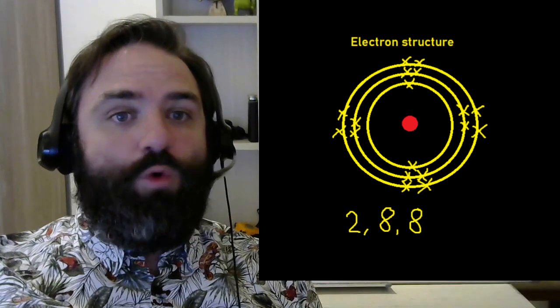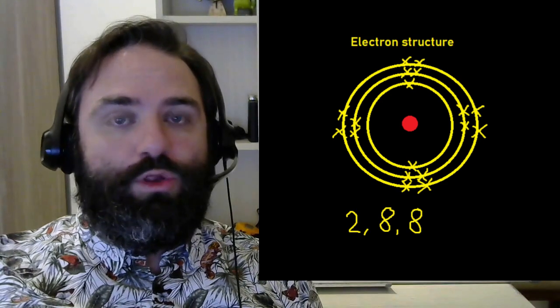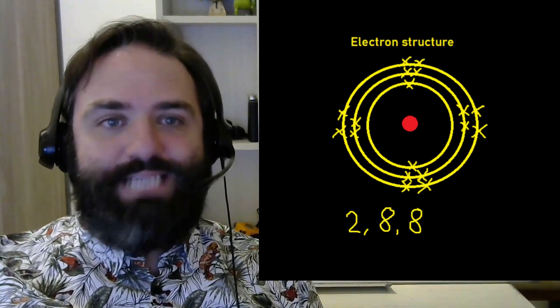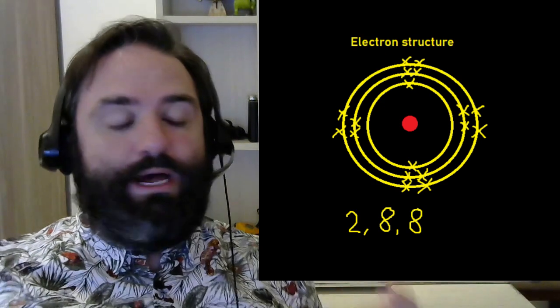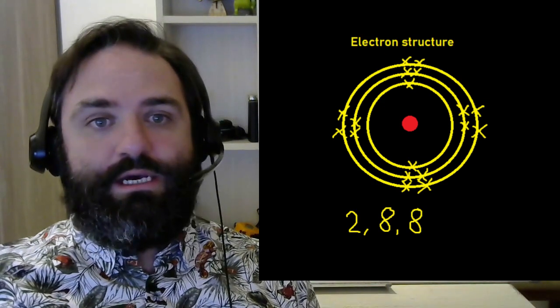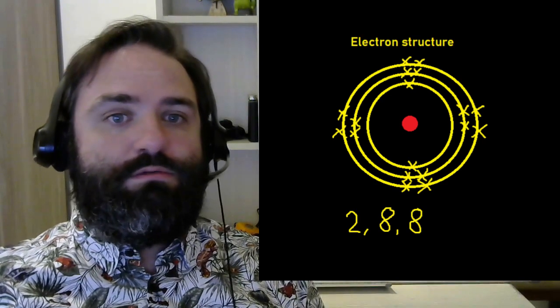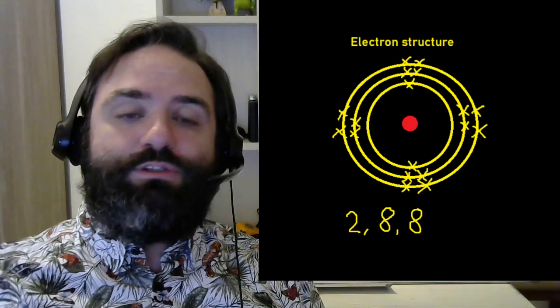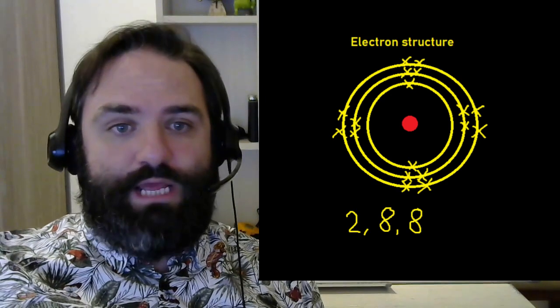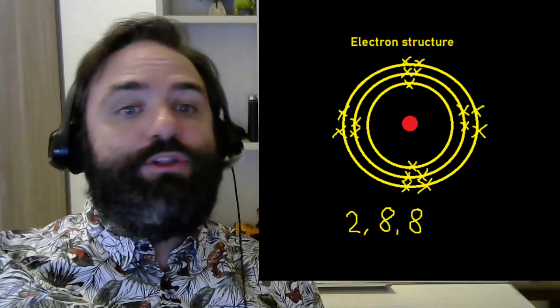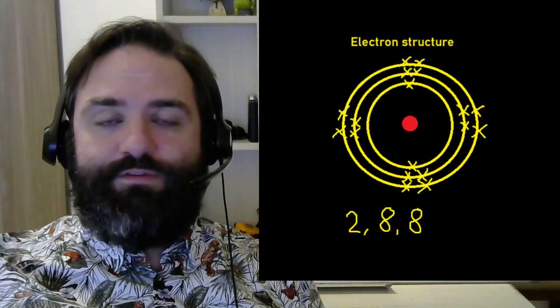Whenever an atom forms a compound, its goal is to get a full, stable outer shell of electrons. As we know, that means it follows the pattern of 2, 8, 8. 2 electrons in the first shell means it's full, 8 electrons in the second shell means it's full, and 8 electrons in the third shell. In order to do this, they've got a few different options.